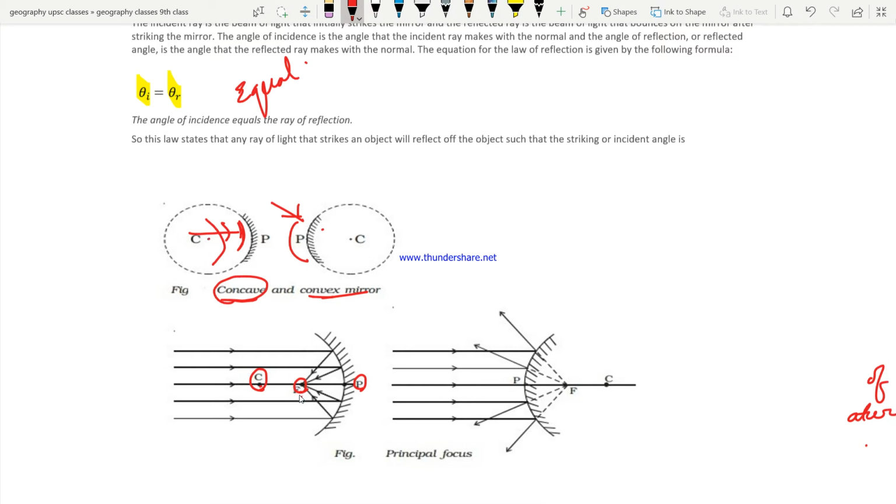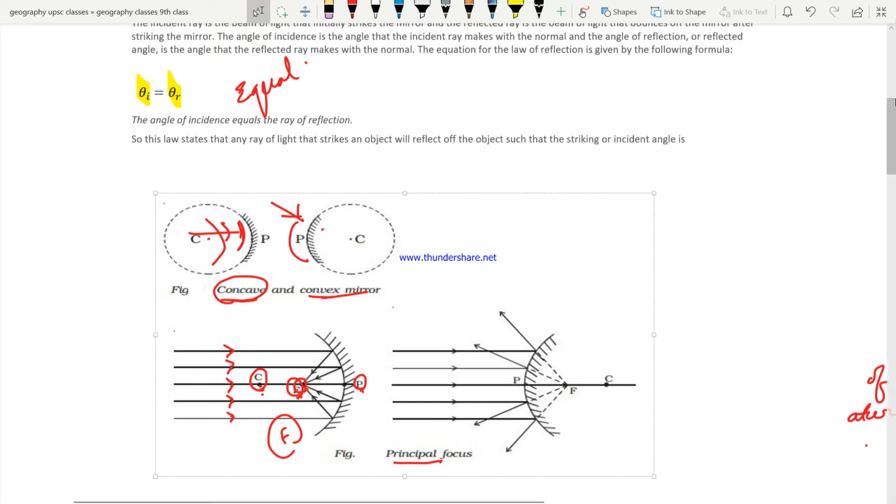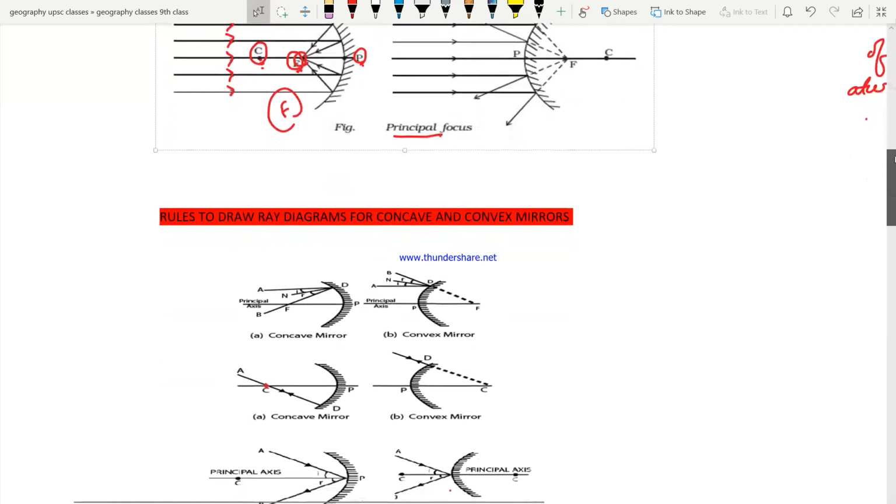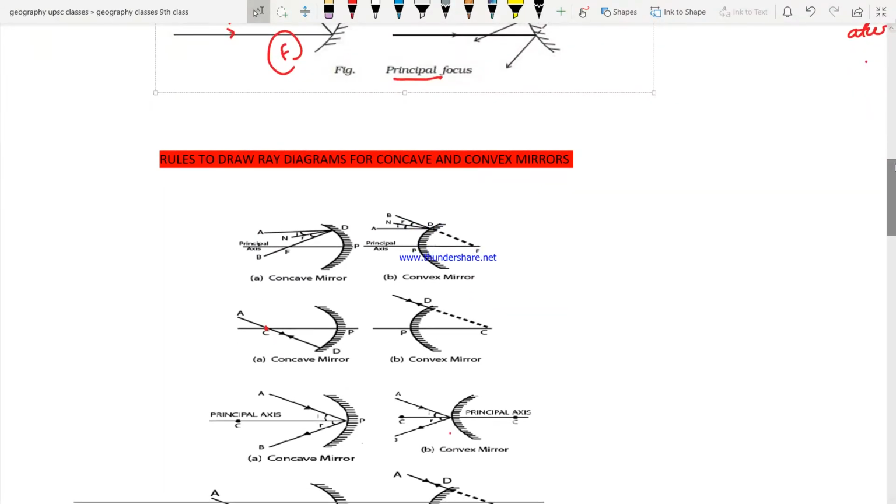What is this focus? The focus is the midpoint of C and P. Focus is a point where, for example, when a number of lights are incident parallel to the principal axis, all these lights will converge. When the light is coming from infinity, all these lights will converge at that point, that is called focus, where you get a clear image. Is this clear? Okay. What is the principal axis? The principal axis is an imaginary line.